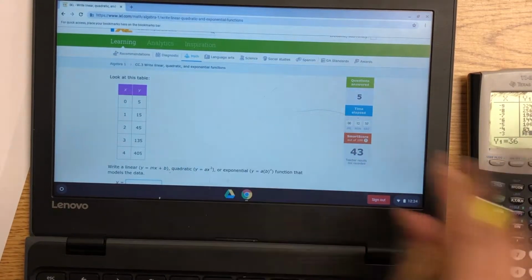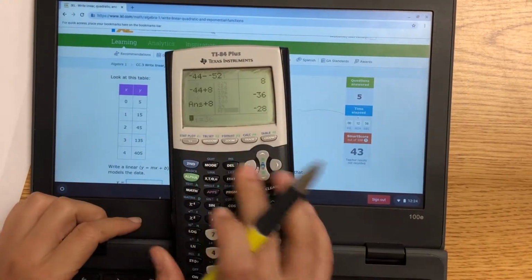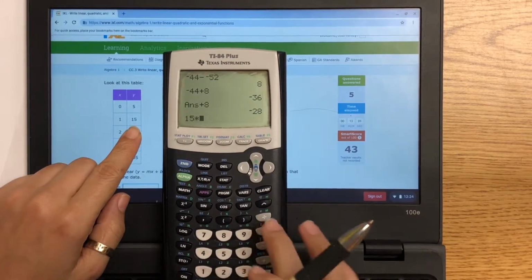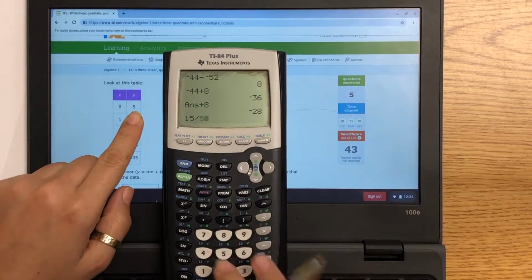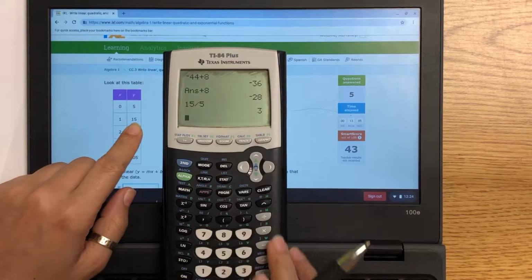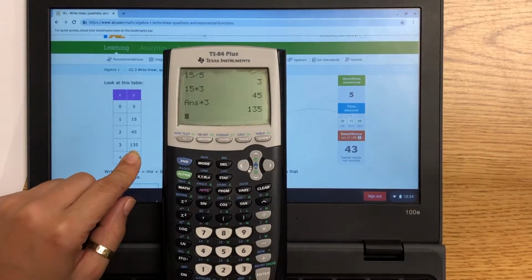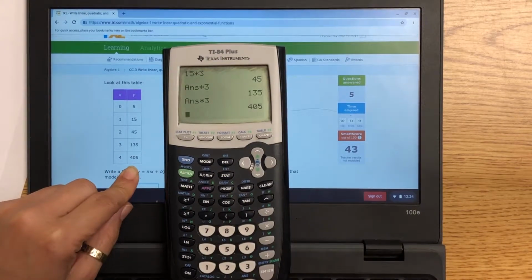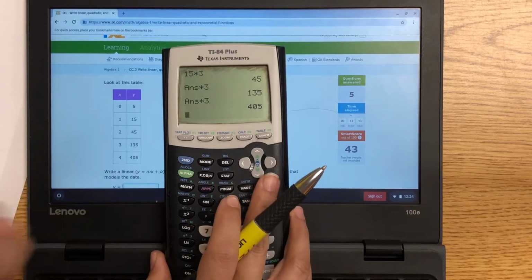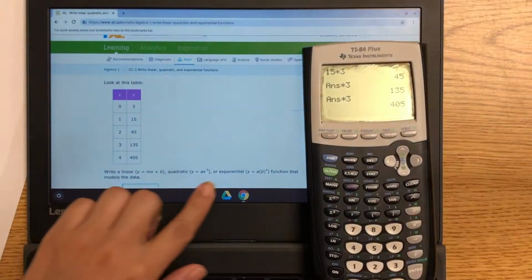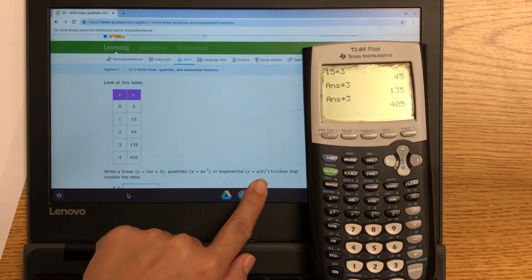Looks like it's exponential, and you'll begin to see this as you do it. If I do 15 divided by 5, multiplying by 3. So 15 times 3, will that give me 45? Yes. Times 3, will that give me the next one? Yes. Times 3, yes. So I'm multiplying by 3, so it's exponential. That's the formula for it.